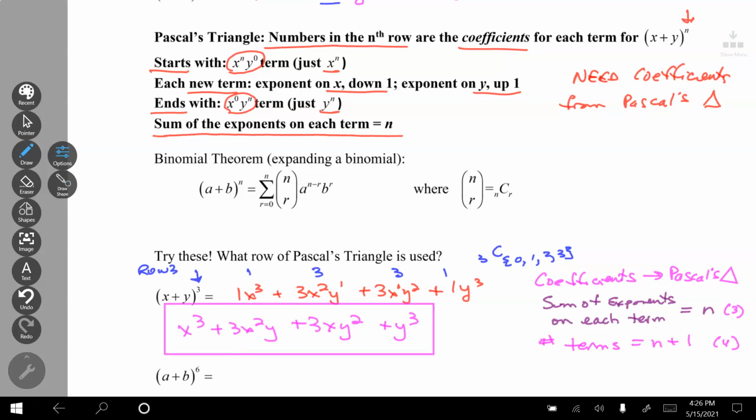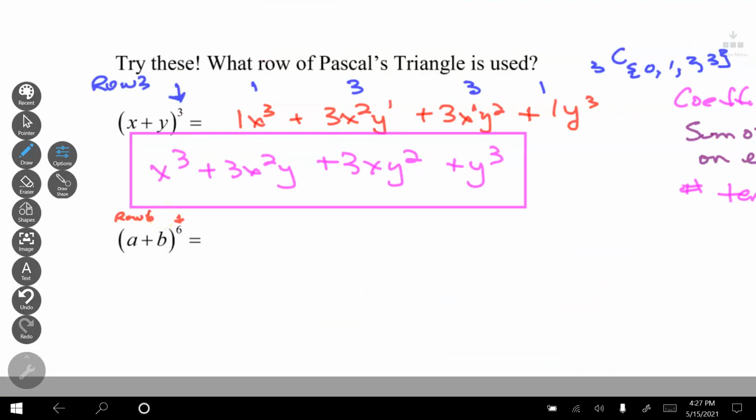So I could do that longhand and multiply it all out on a piece of paper, but I could just use Pascal's triangle. So this is a plus b to the 6th. I'm going to do row 6 on my calculator, and row 6 is the numbers 1, 6, 15, 20, 15, 6, 1. Begins with 1, ends with 1. The second term is always the row, which is 6. And because it's 6, there should be 7 terms, and there are 7 terms.